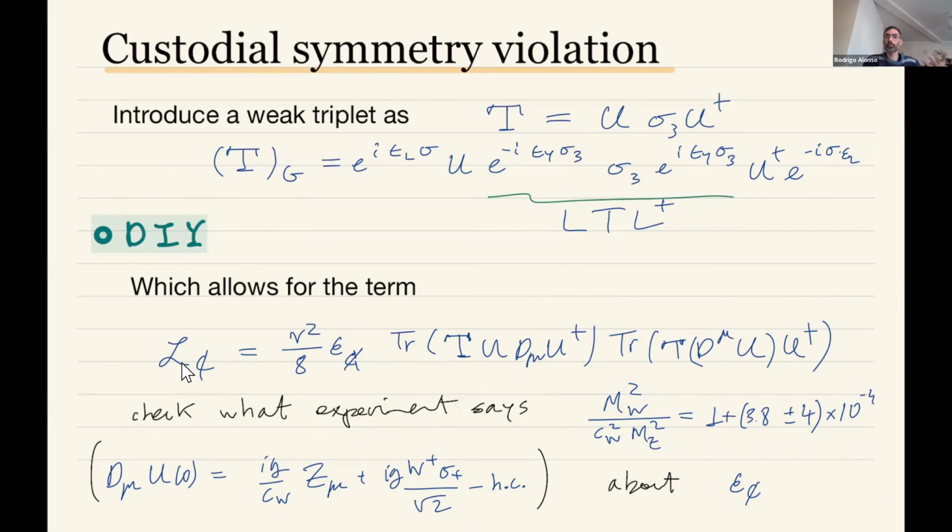And the reason we say custodial symmetry is a good symmetry in the scalar sector is because the rho parameter, which is this ratio of the masses of the W and the Z times cosine of the weak angle squared, is really close to 1, down to the 10 to the minus 4 level, which allows us to derive, or you can derive, that's what I asked you to do there, a bound on this epsilon custodial violating parameter in there. There's more guidance on how to do this in the notes.